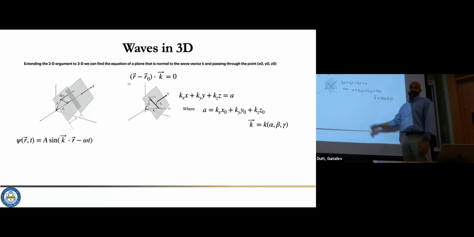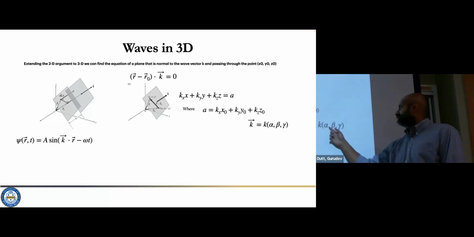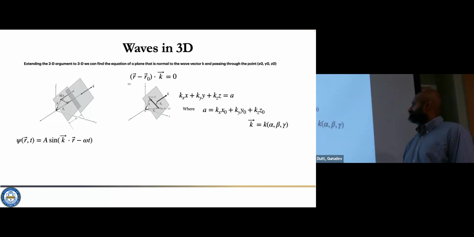And where a, as I just said, is kx x0 plus ky y0 plus kz z0. And k is then k, I can also write it as k times alpha, beta, gamma. These are called the direction cosines. I won't get into that.